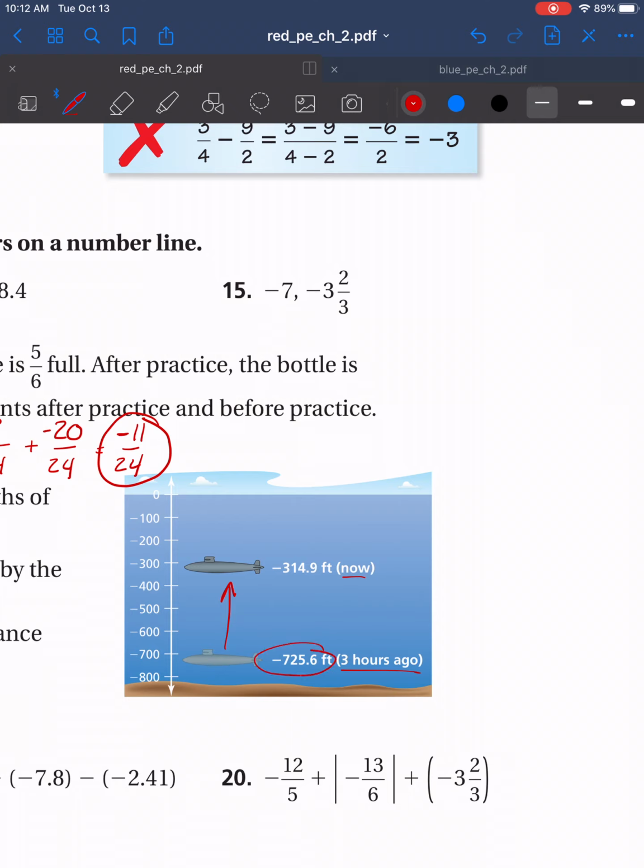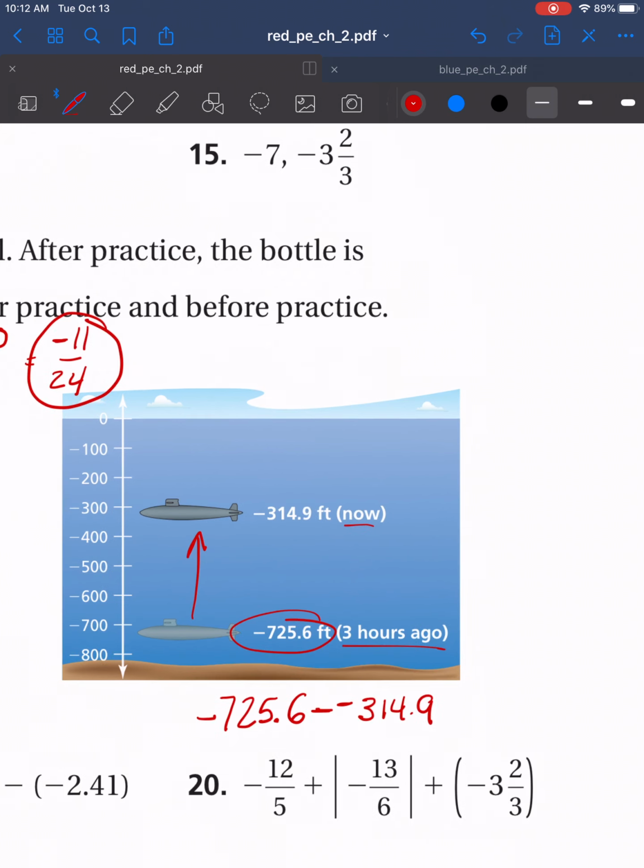What is the distance traveled by the submarine? How much did it go up by? So let's start with this number, negative 725.6, and let's go ahead and subtract negative 314.9. Now, do you know why I have a double negative here? It's because difference means subtract, so I know I'm subtracting, but I still have to subtract with the same signs they have. This is negative, and this is negative, okay?